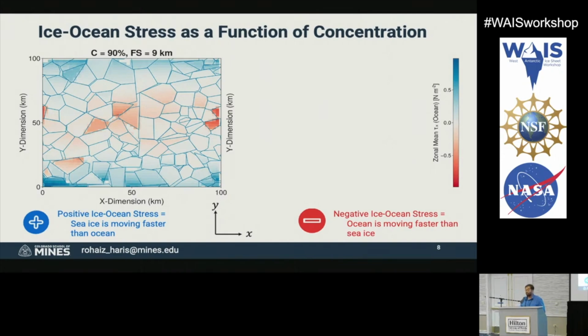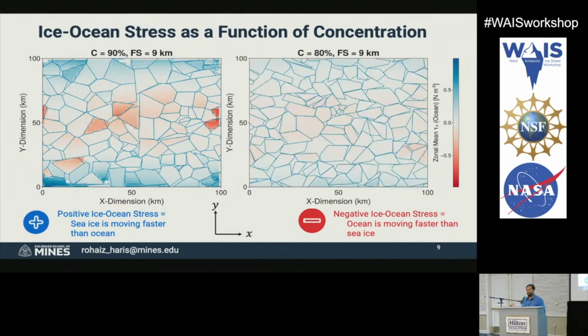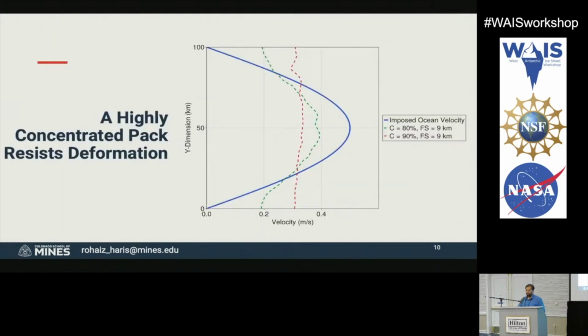Now, if you look at an experiment of lower concentration, 80%, we see that the ice-ocean stresses are a lot smaller. So visually, we can already start to see that there is some dependency of this momentum transfer on pack concentration. We want to start thinking about how the pack deforms in response to the ocean forcing. And so we take the zonal and ensemble average velocity profiles of the sea ice floes that's calculated from grid interpolated ice velocities, taken when the model reaches steady state. And we sort of see the same story here.